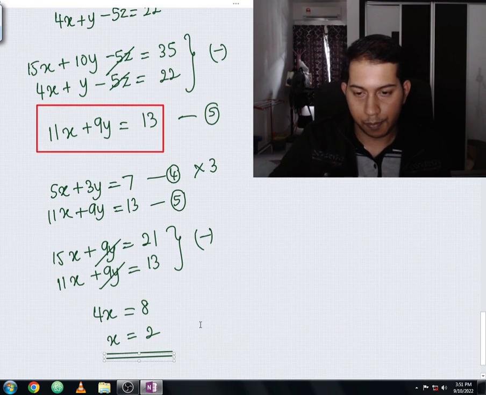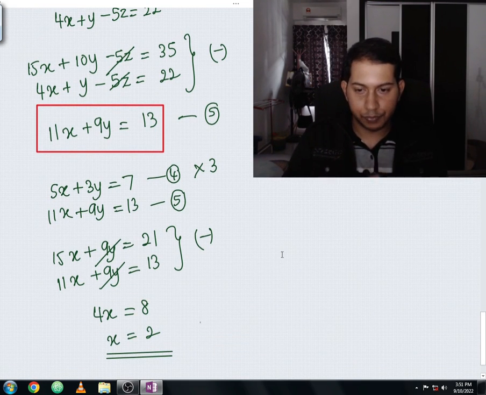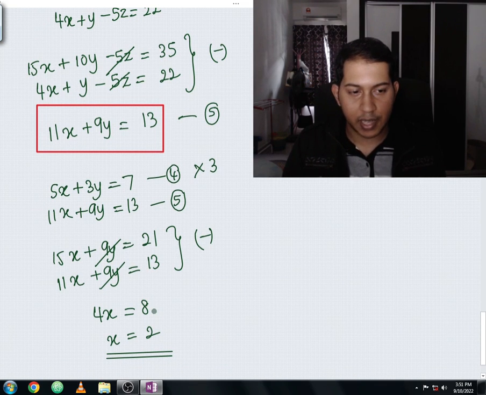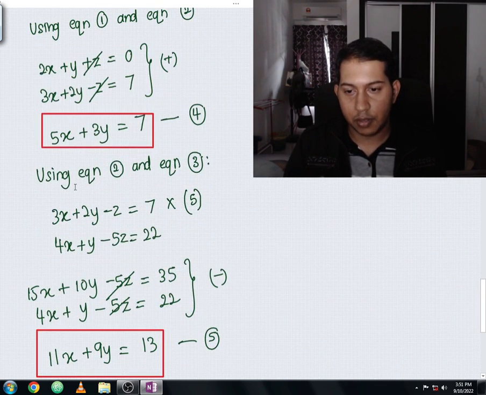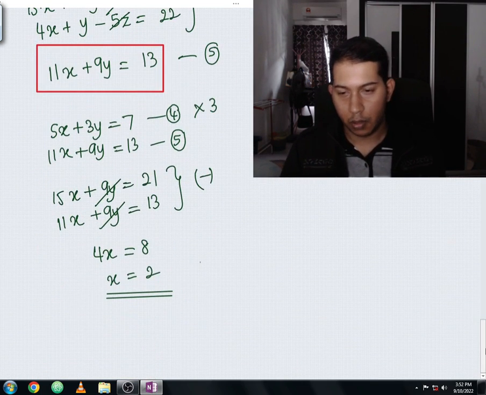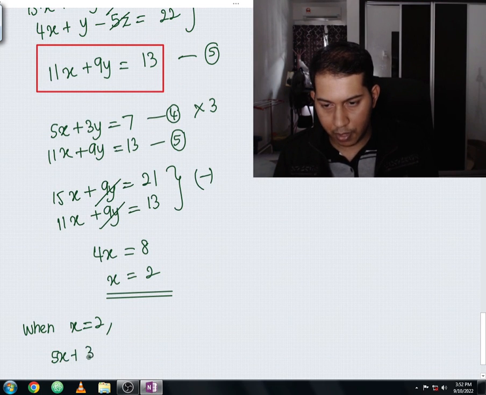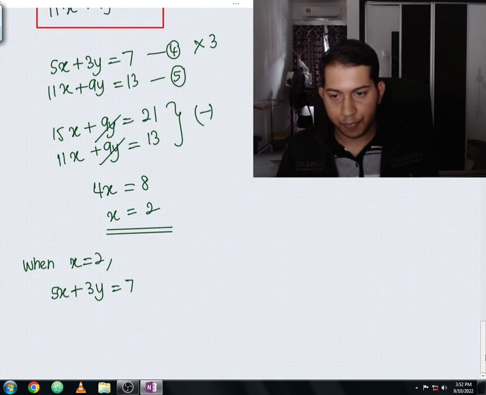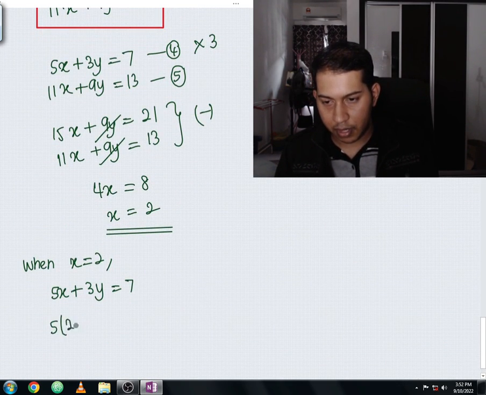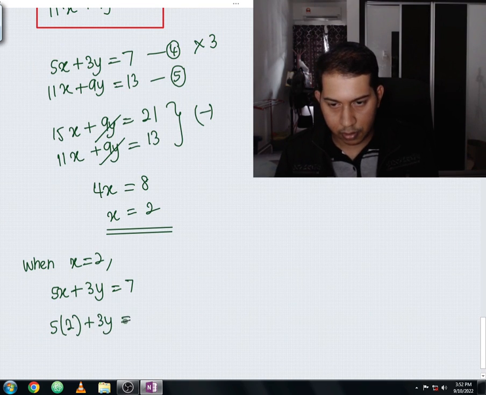Once you get your x value, you can use this x value and substitute into either one of these two equations. You can choose to substitute either equation 4 or equation 5. In this case I prefer to substitute into equation 4. When x equals 2, 5x plus 3y equals 7. You substitute the 2 over here, so 5 times 2 plus 3y equals 7.